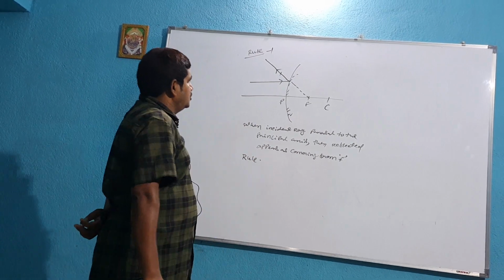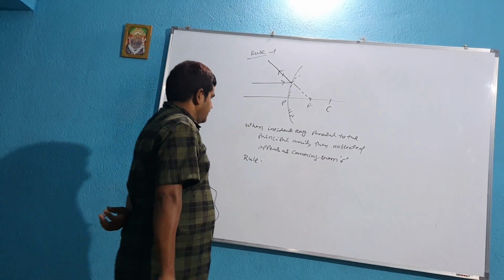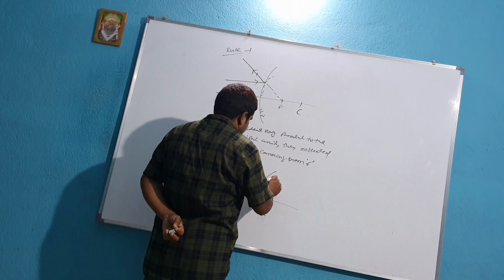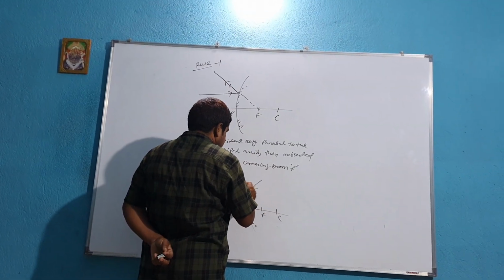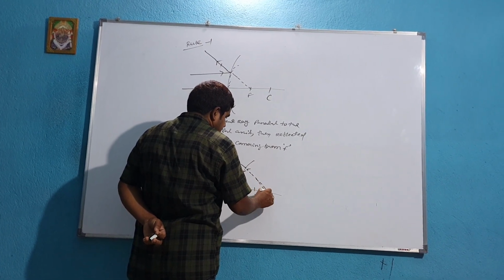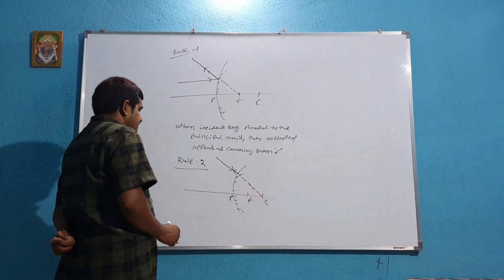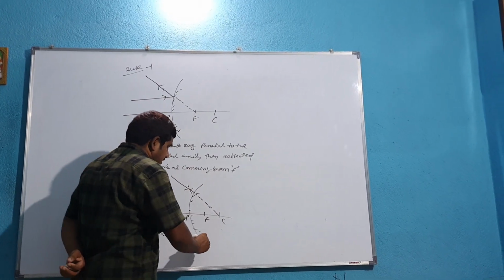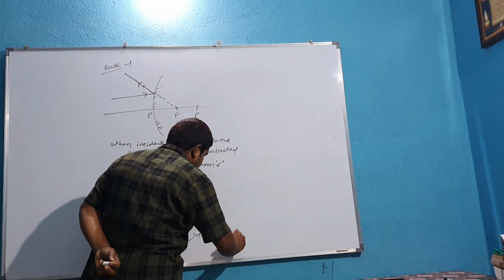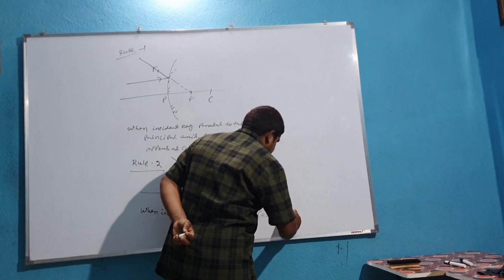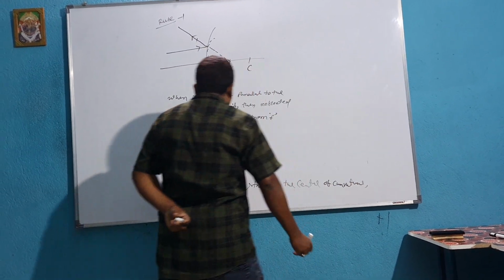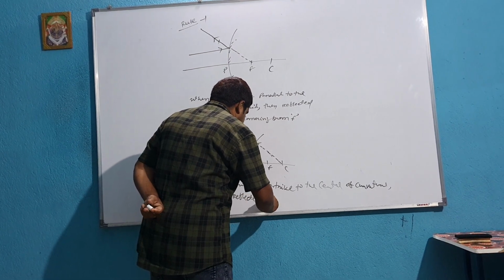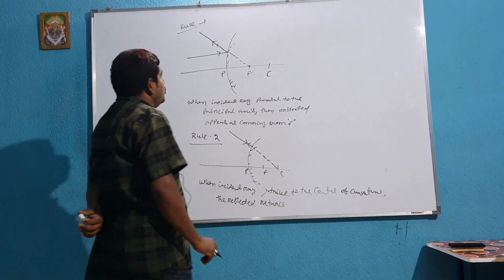Rule 2. When the incident ray strikes the center of curvature, then the reflected ray retraces its path. This is rule 2.